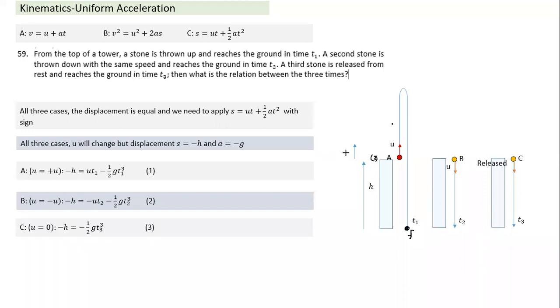These are three equations. To find the relationship between T1, T2, and T3, from these equations I have to eliminate the two things which are not required: u as well as h. The rest is just solving equations. To eliminate u, I multiply the first equation by T2 and the second equation by T1, and subtract. I eliminate u and get the value of h. I substitute h in the third equation and get the value of T3 in terms of T1 and T2. So that's the approach to solve the question.